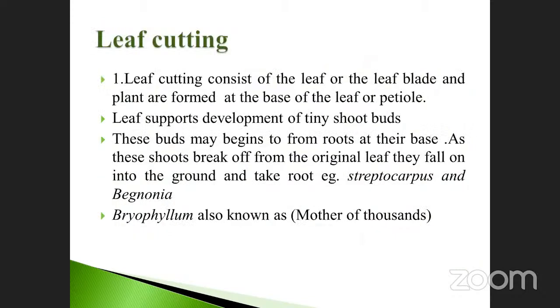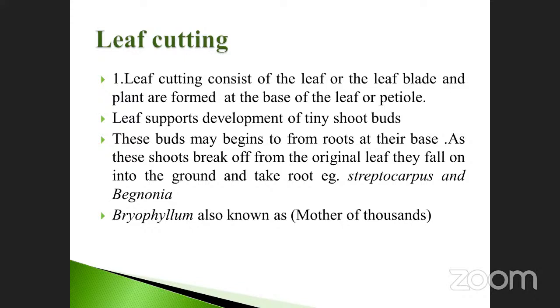See, leaf cutting. The leaf also has vegetative propagation properties. Here, leaf cutting consists of the leaf blade, and a plant is formed at the base of the leaf or petiole. Leaf cutting can be made from the leaf blade, which is the outermost surface. Sometimes the leaf base also has small bud-like structures near the petiole. What is a petiole? The small stalk attached to the leaf is called the petiole. Already you know, isn't it?